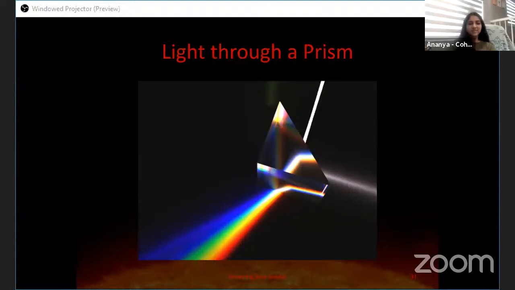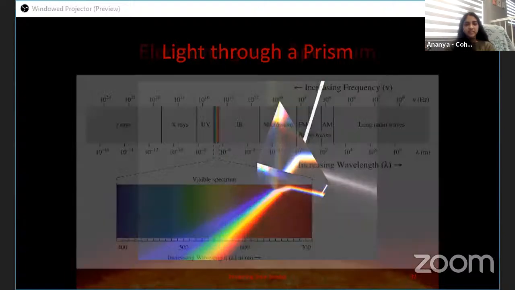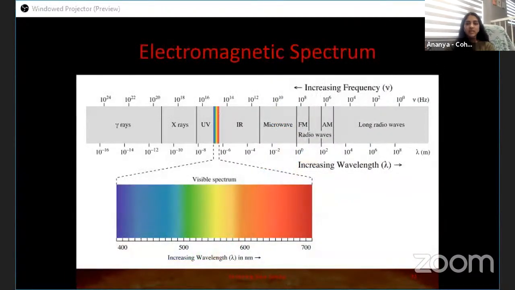Thanks, Will. So the same thing happens with the prism like you see on this slide. The white light from the sun goes through the prism and splits into the rainbow. So on the next slide, you'll see the electromagnetic spectrum. So it's made up of different types of radiation.